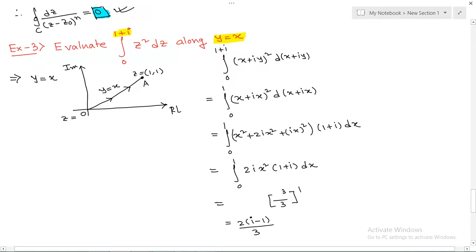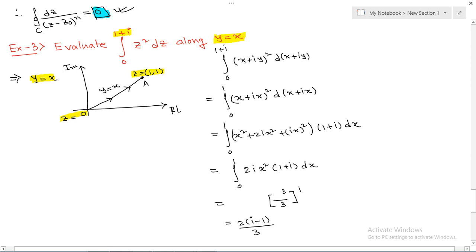For this curve y equals x, if we draw the diagram, this is our real axis, this is our imaginary axis, and y equals x is a straight line. Now 0 to 1 plus i is the limit of z. So z equals 0 is our origin, and z equals 1 plus i, taking the coefficients of i, is the point (1, 1). So between z equals 0 and z equals 1 plus i, we join this line y equals x, over which we have to integrate the function z square. So our f of z is nothing but z square.